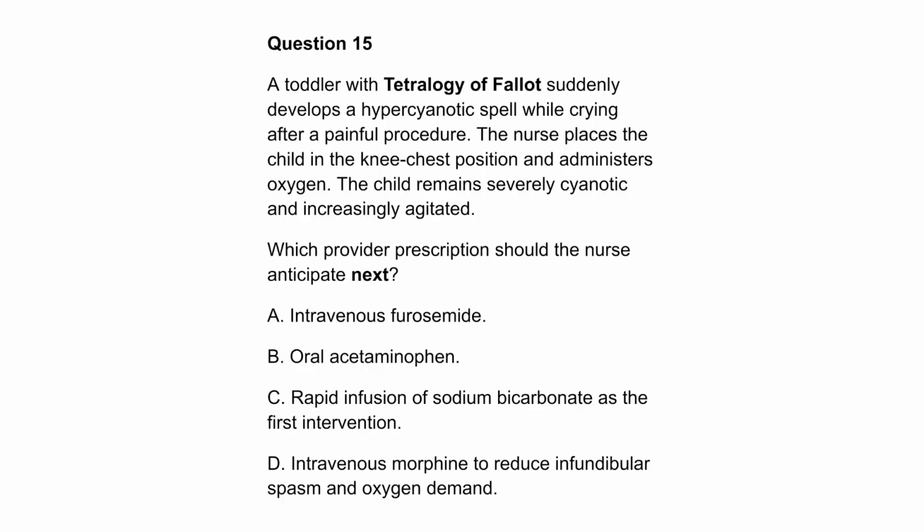Question 15. A toddler with tetralogy of Fallot suddenly develops a hypercyanotic spell while crying after a painful procedure. The nurse places the child in the knee-chest position and administers oxygen. The child remains severely cyanotic and increasingly agitated. Which provider prescription should the nurse anticipate next?